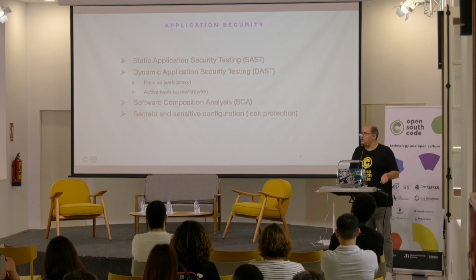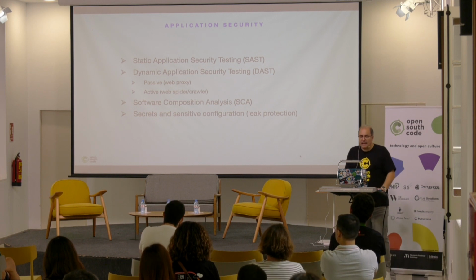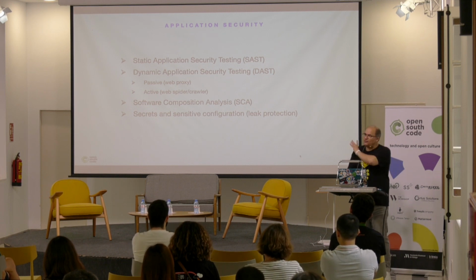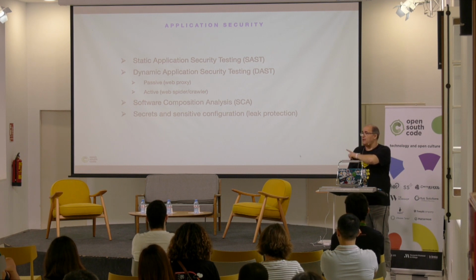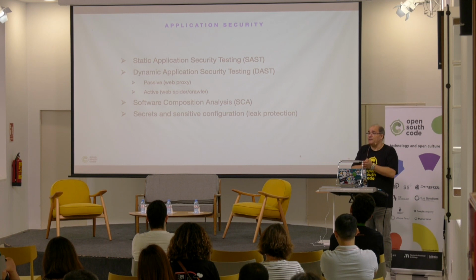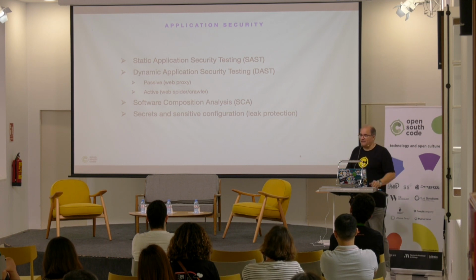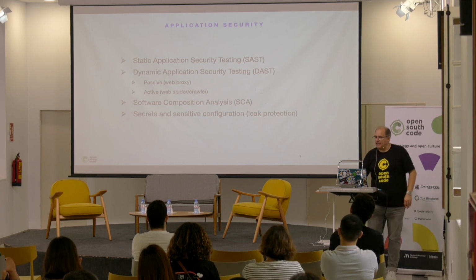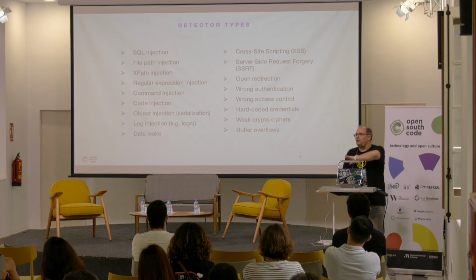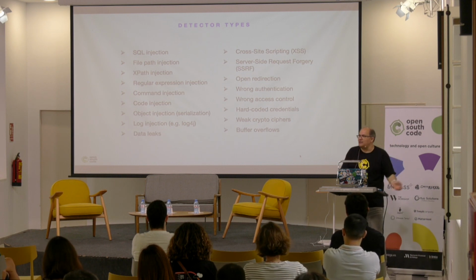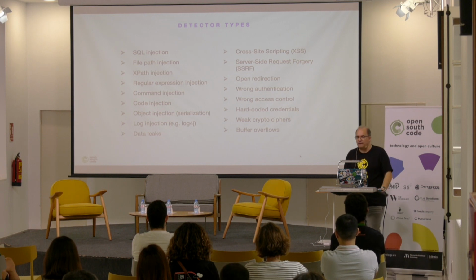Of course, we do software composition analysis because I care about which libraries I'm using in my code. And also, protect your code from exposing secrets or sensitive configuration. For example, Gitleaks is a very simple tool that you put in your pipeline and it will help you ensure that you don't have any secret in your code. Very simple tool to configure. You can detect a lot of things: SQL injections, file path injections, many different kinds of things. These tools are really nice for that.